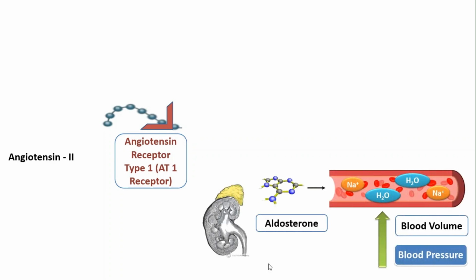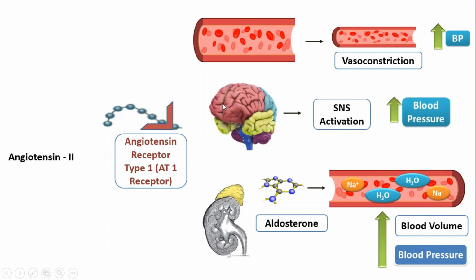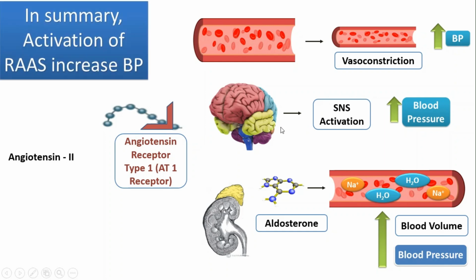Activation of AT1 on the adrenal gland increases the blood pressure. In the same way, activation of AT1 on the blood vessel, through vasoconstriction, increases the BP, and activation of AT1 on the brain increases the blood pressure by activation of the SNS. In summary, activation of the RAS increases the blood pressure. So this normally happens in every one of us, whether the patient is hypertensive or not. The RAS system remains active in every individual.